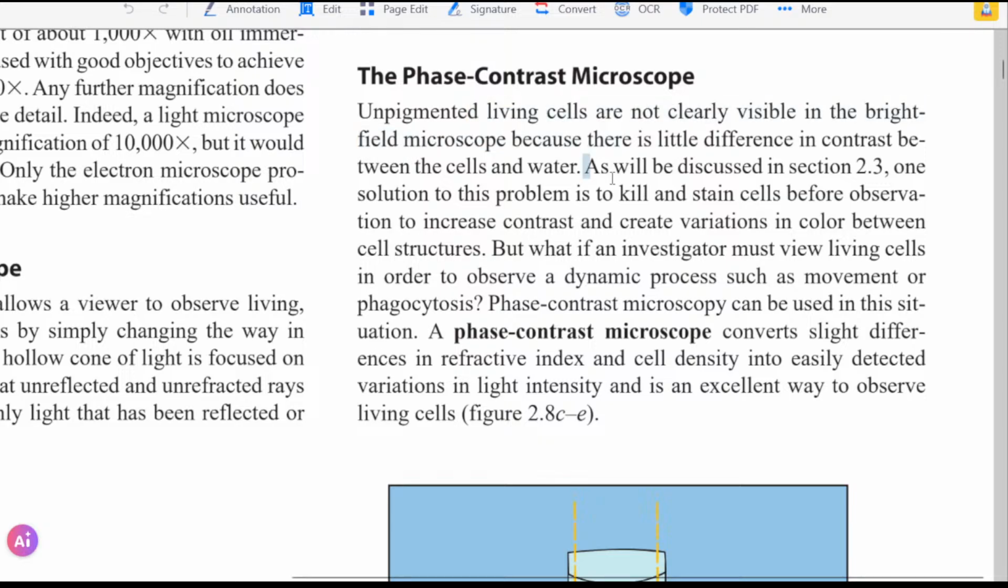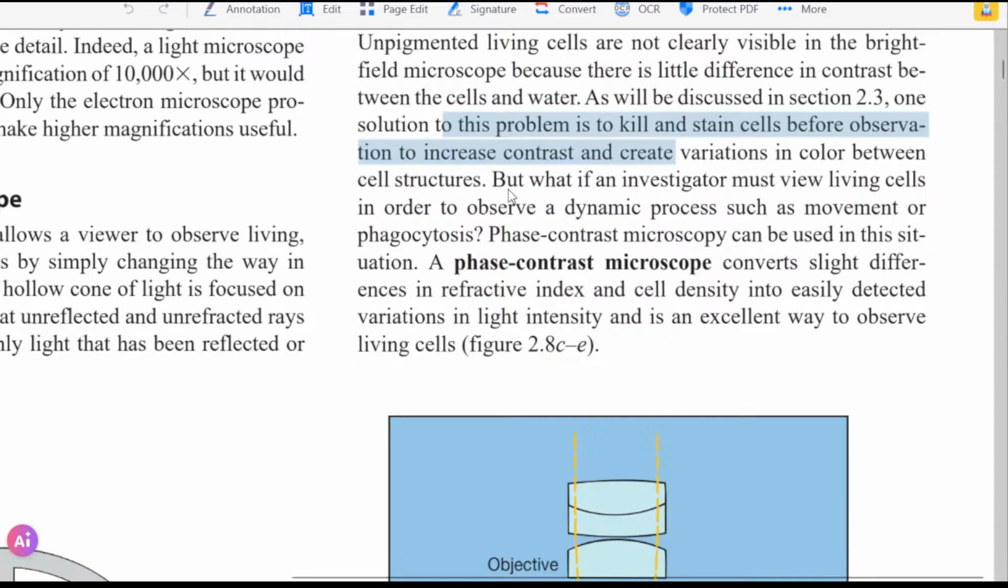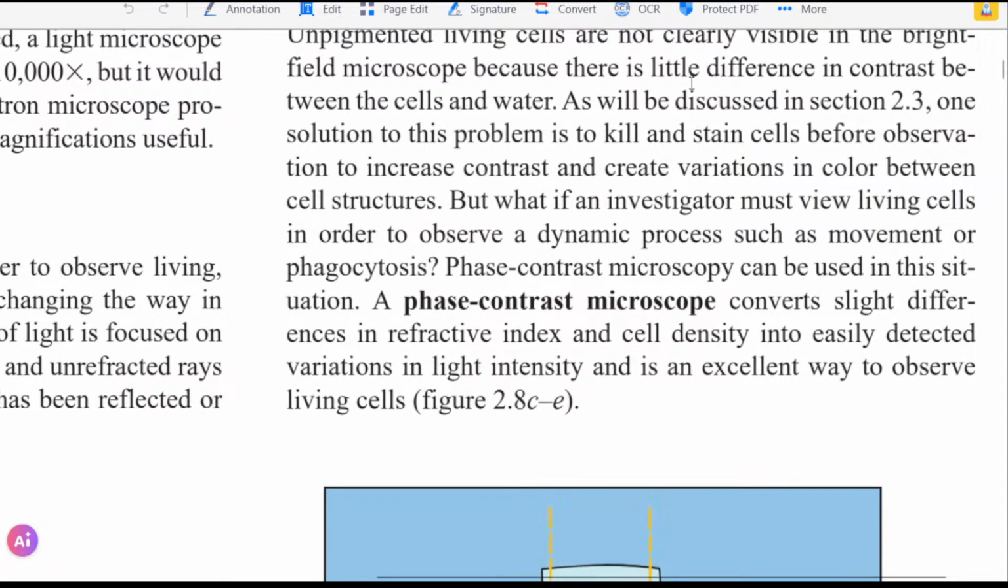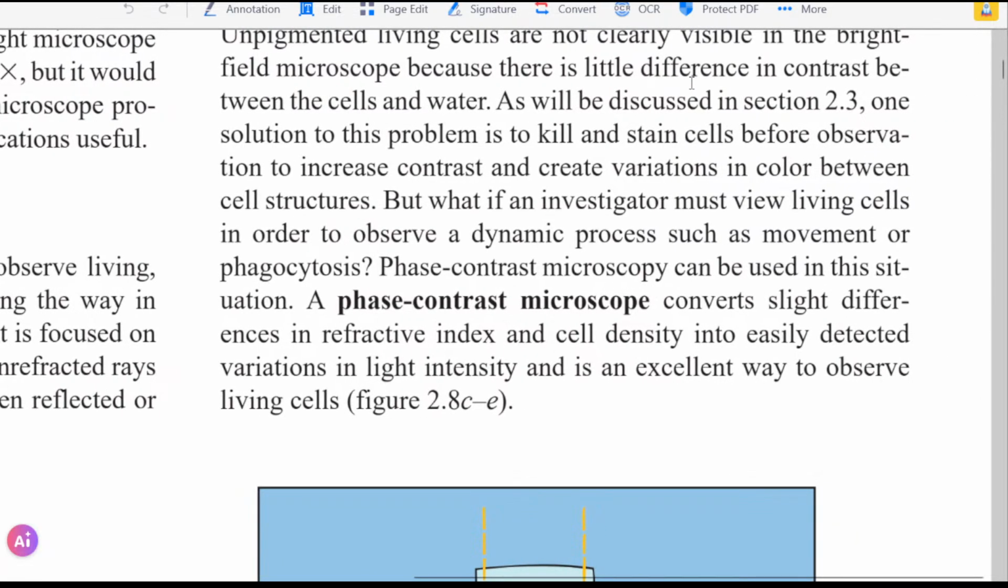So I think for that case they developed the phase contrast microscope. One solution to this problem is to kill and stain cells before observation to increase the contrast and create variation in the color between cell structures. So they did say to kill the cells. What is the need for killing the cell? Usually when you kill a cell, the cell loses its water content, or some kind of physiological change occurs, and because of that they retain the stain better than living cells. Also, living cells are less visible than stained cells, though they are more visible even if we don't stain them.